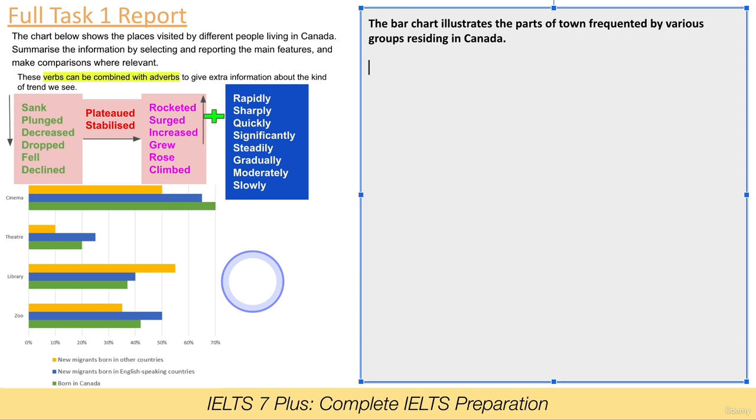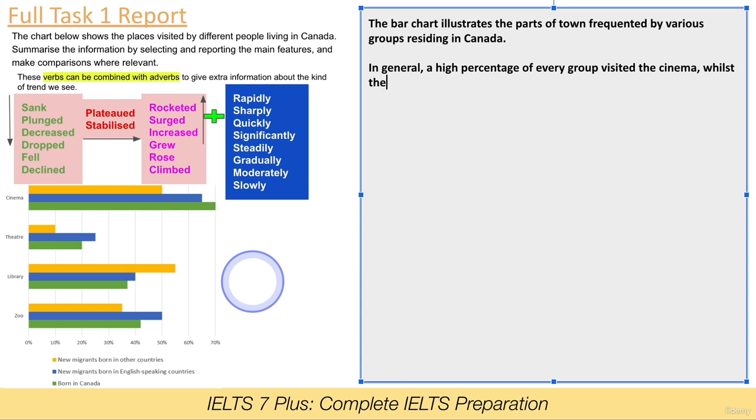Righty-ho, so what do we do now? We want to open it up with our overview. So we've written it in our notes in note form so we can create a nice sentence now, a sentence or two. So a way to open this, we can say in general, on the whole, something like this. A high percentage of every group visited the cinema. Now, we're not going into specifics here. We want to leave that for the body, so we're just being very general.